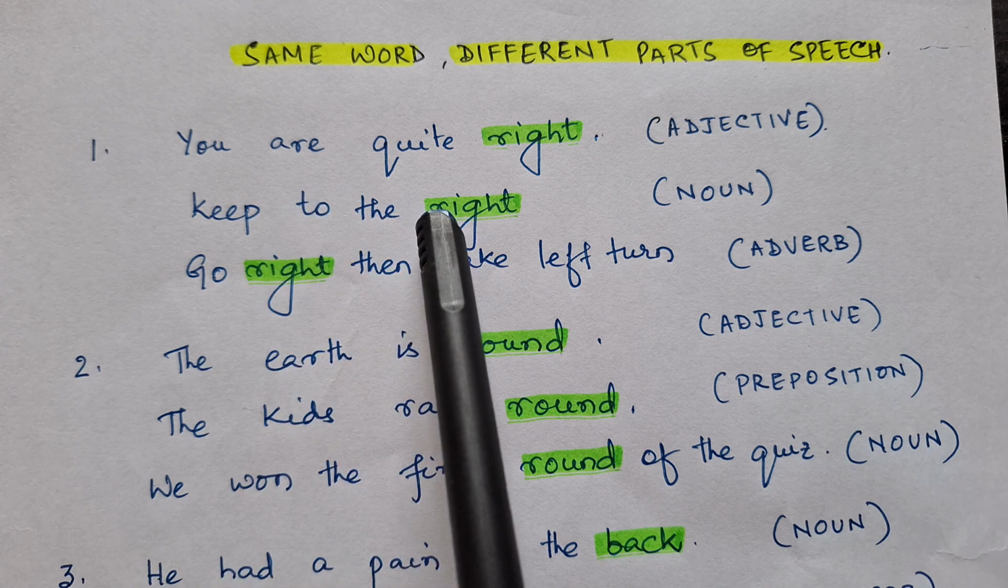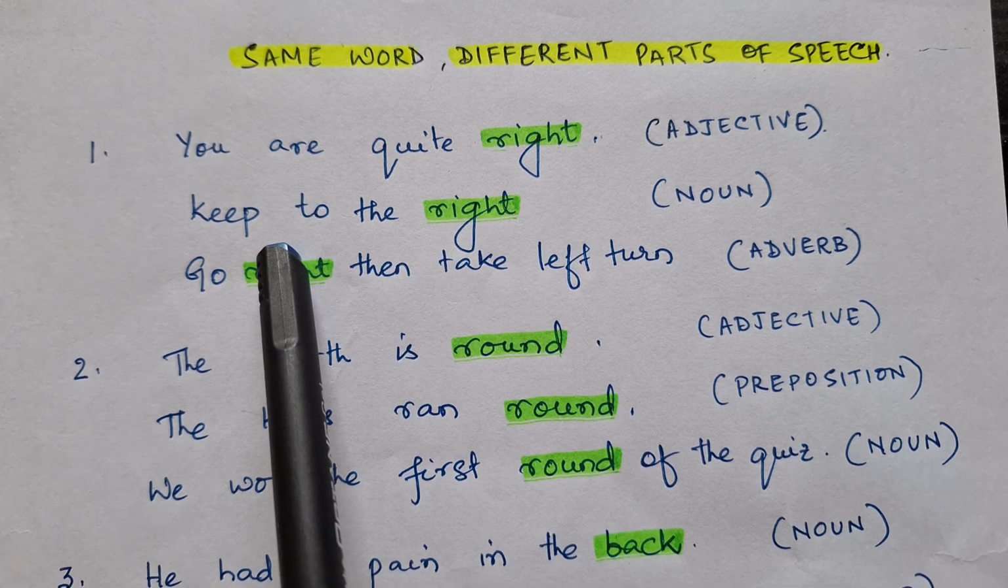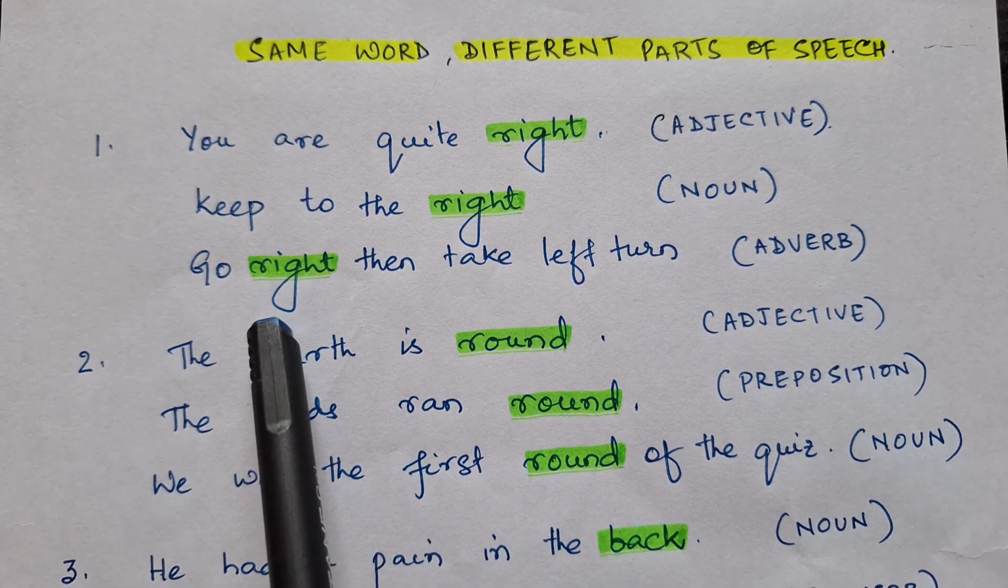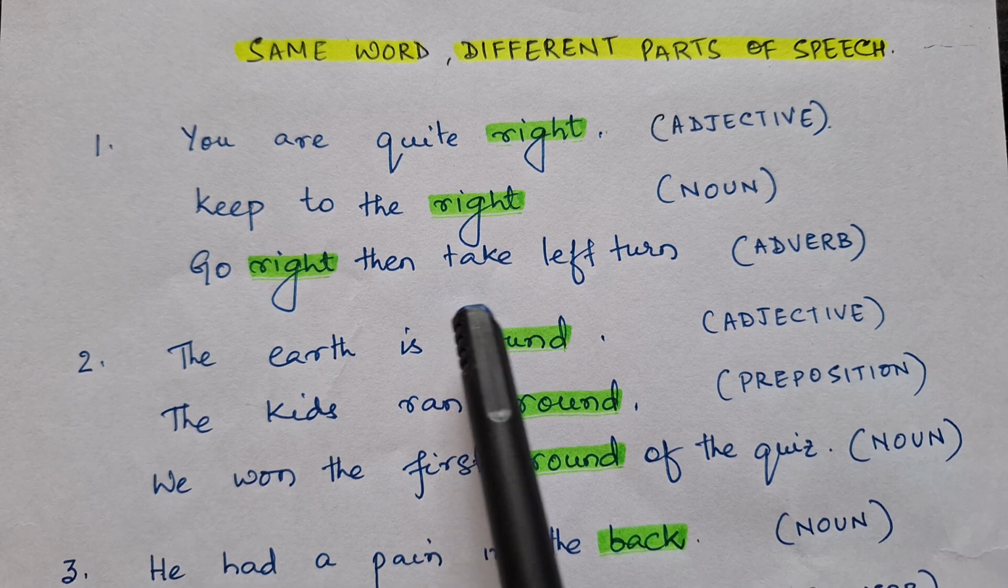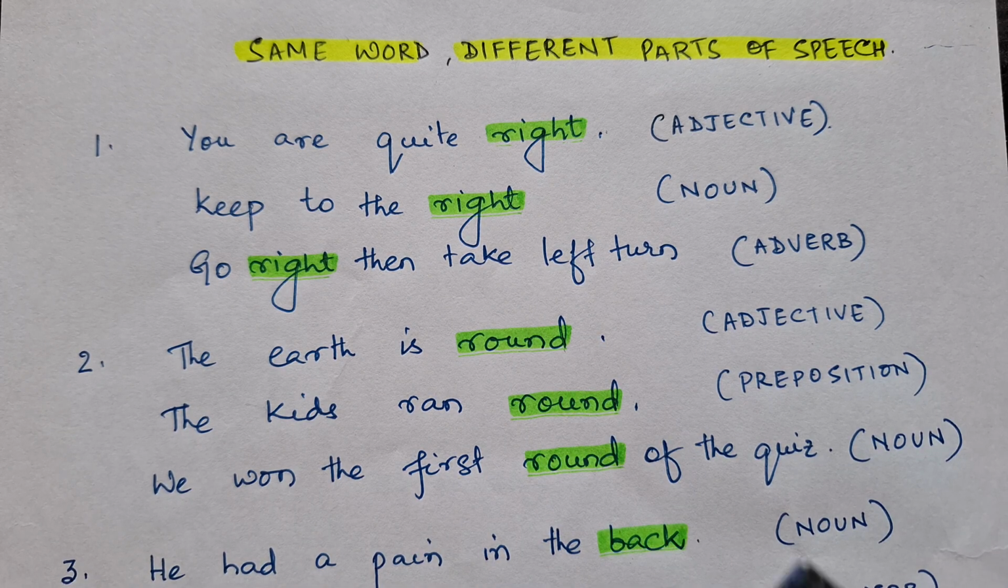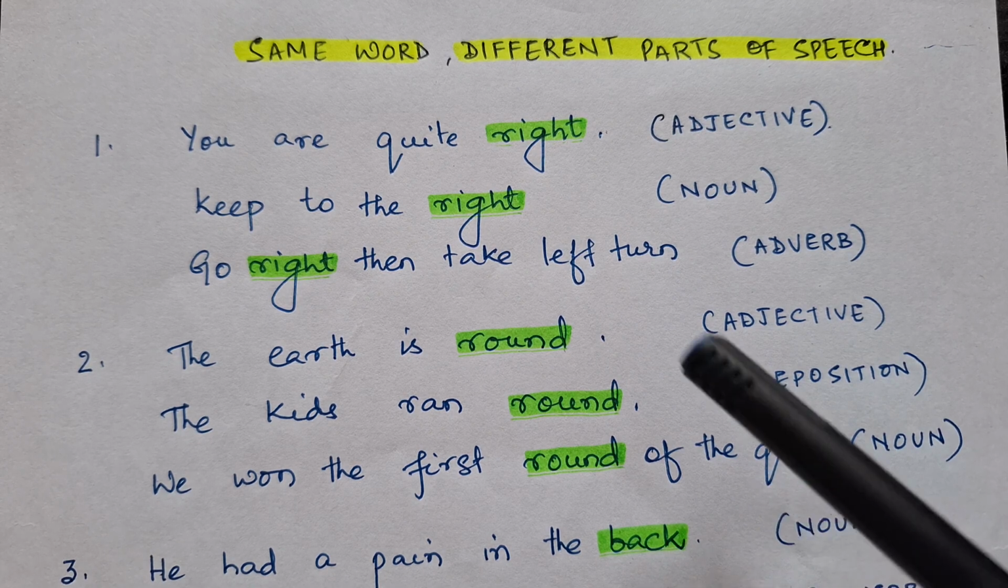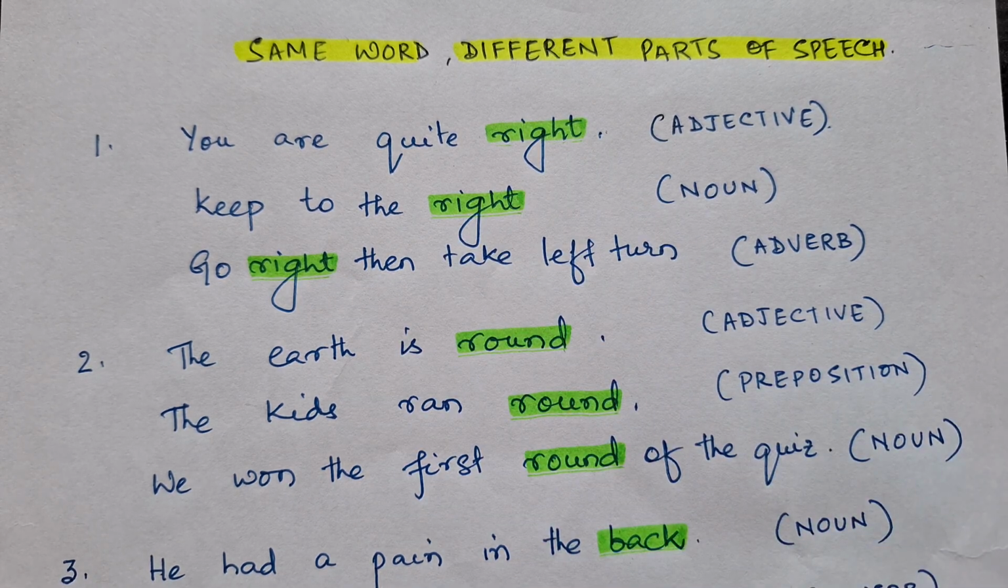First, you are quite right. Second, keep to the right. Third sentence, go right, then take left turn. Now in these 3 sentences, students, the same word right is being used, but the usage of right in all the 3 sentences is different. How are they different? Let us understand.